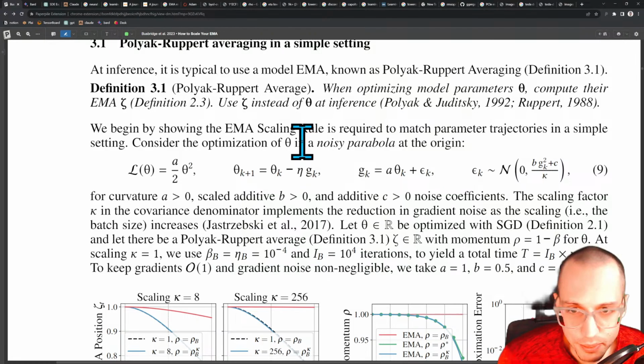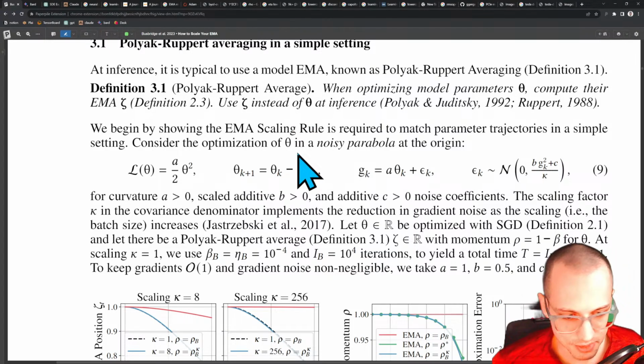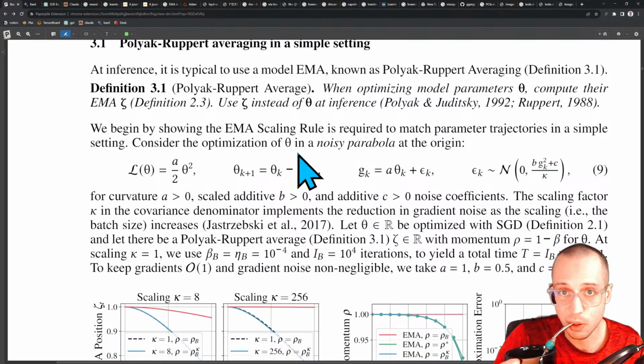Okay, I'm getting distracted. You guys caused me to talk about GPUs here.